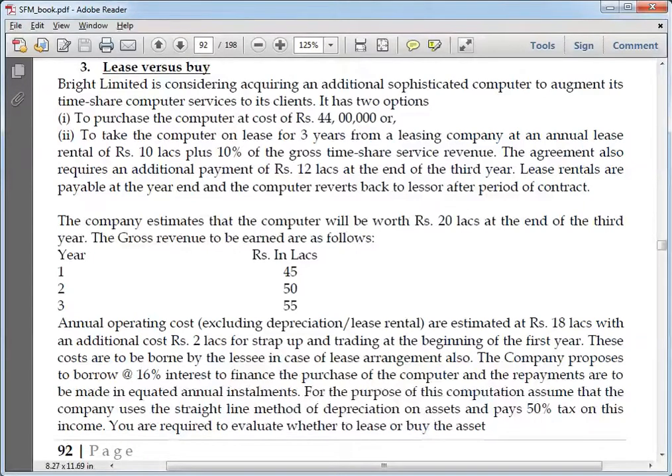Buying the asset means you have to take a bank loan. When you take a bank loan, you have to pay interest, principal. All those present values will add up to the cost of the asset. And on top of that, you will get depreciation benefit, you will get salvage value benefit. That is the purpose if you own the asset. If you take the asset on rent, only one thing matters to me, I pay rental, that's all.